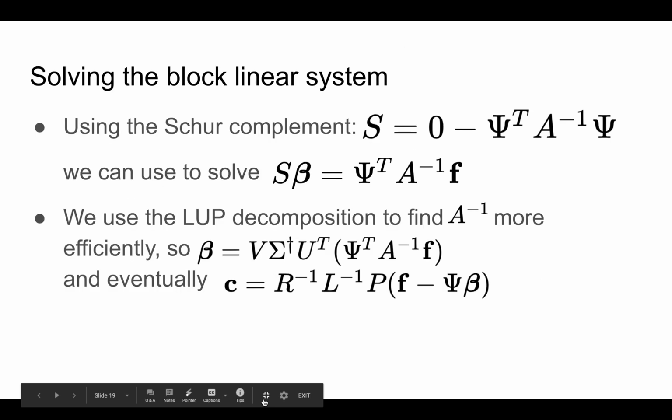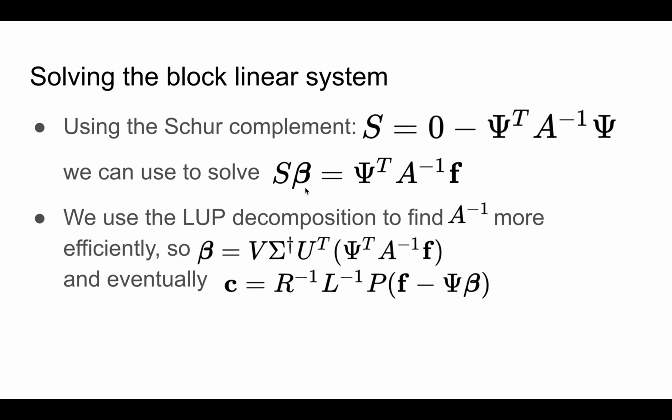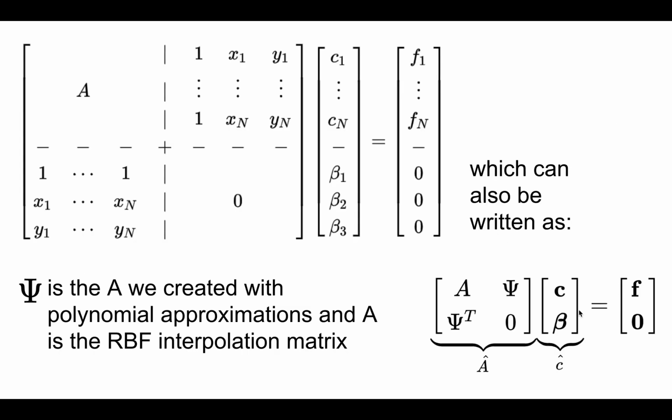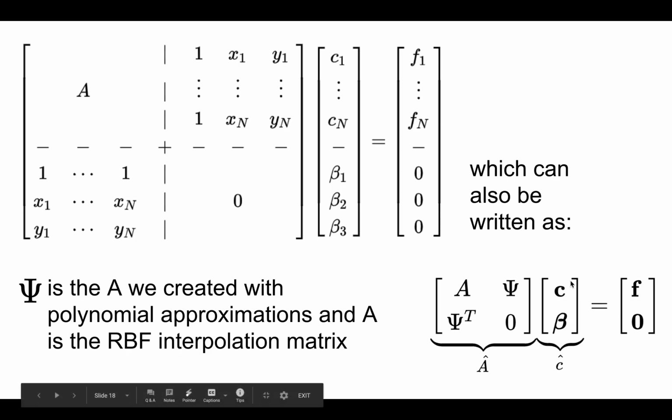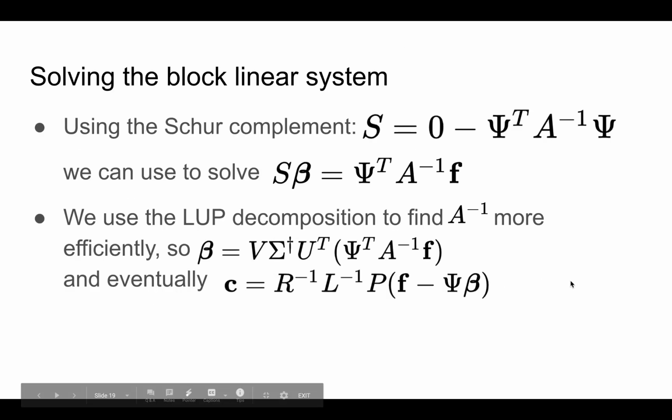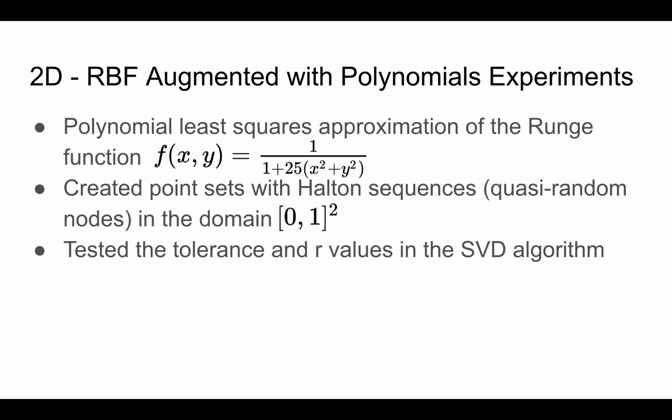So to solve this system, we use the Schur complement, as you can see here. First we solve for beta, and after we solve for C. As you can see here, C and beta are just like before what we are trying to solve. Just as a side note, we use the LU decomposition of A to find the inverse of A more efficiently. So now that we know how this happens, we'll go into the test.